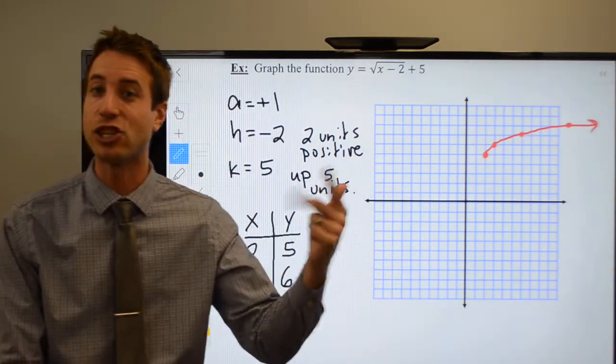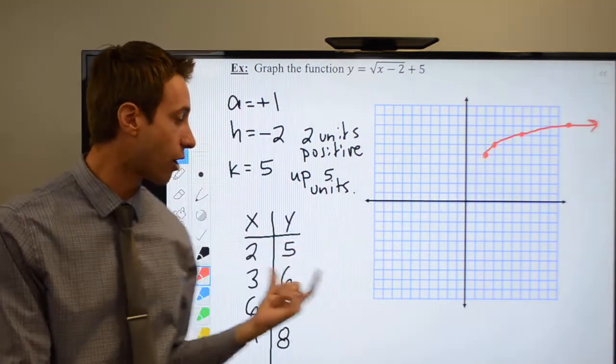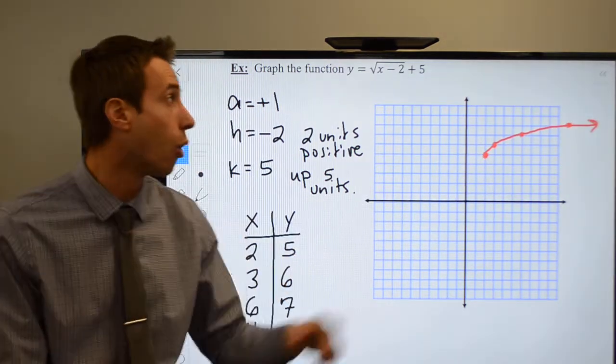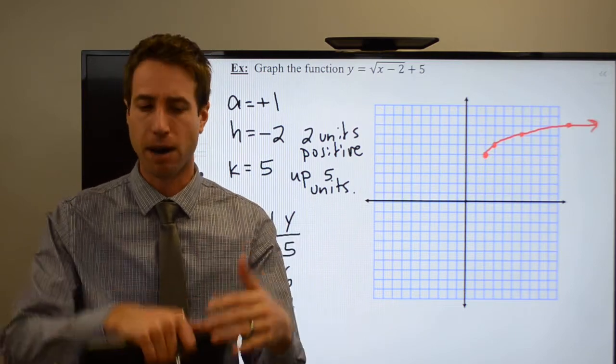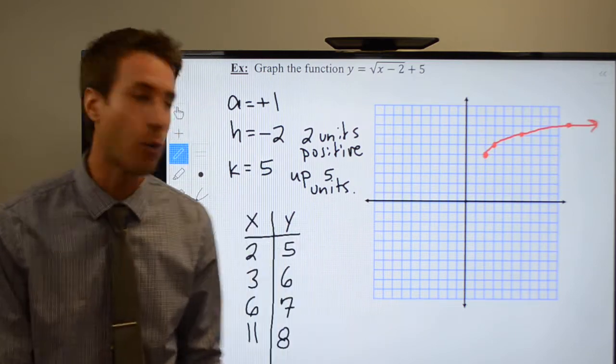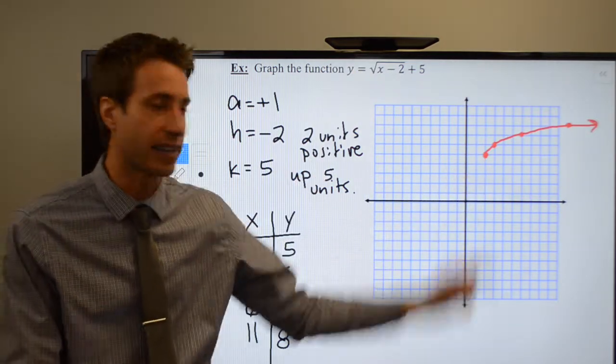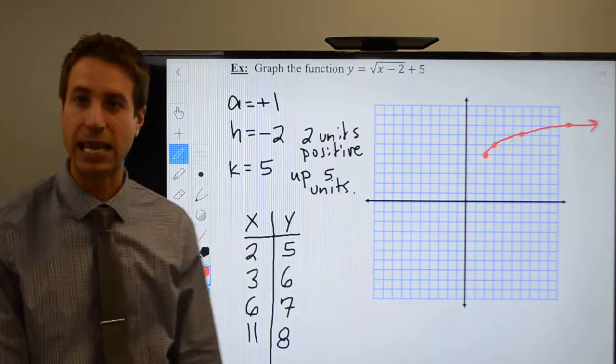Again, I used A, H, and K to find me that starting point instead of having to do the whole set x minus 2 greater than or equal to 0 and eliminate domain values that way. I just use the transformations to find that starting point and then fill out my table from there.